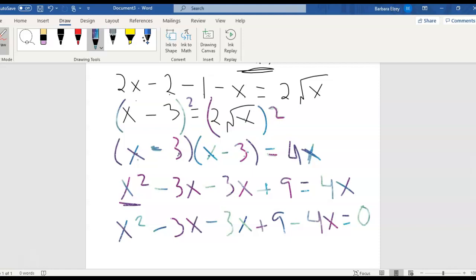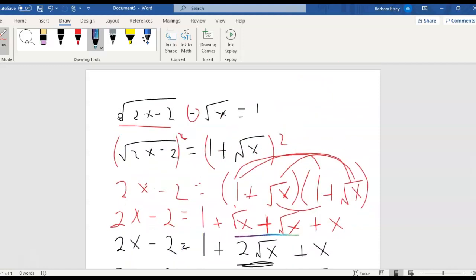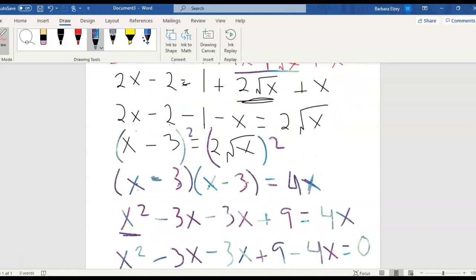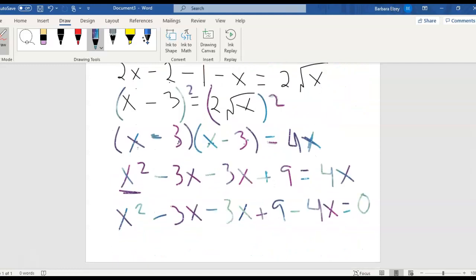Okay, so I'll add like terms. Let me again see if I can't move things down. Ooh, I'm getting to the end of the page. Alright, I may have to change to another page here. So we'll get x squared, and negative 3x and negative 4x will add to negative 10x.